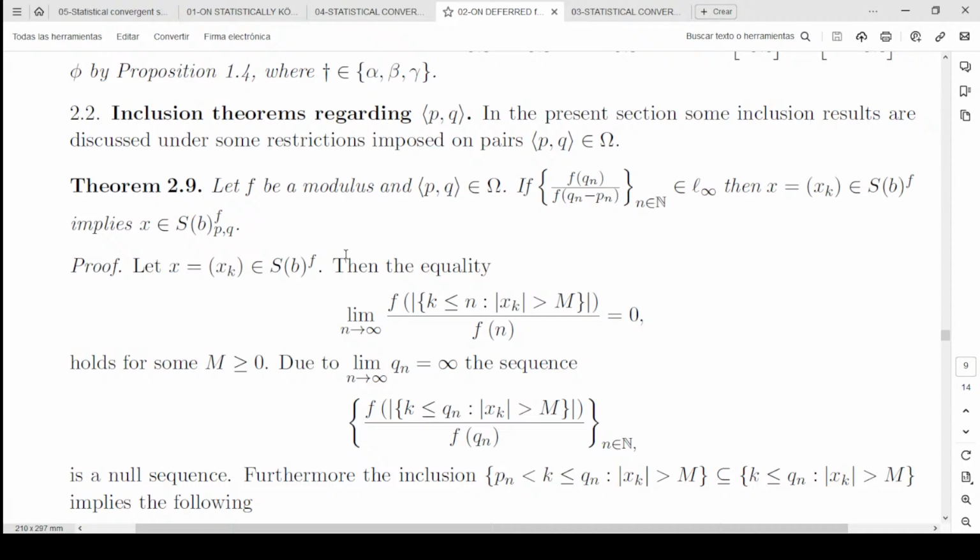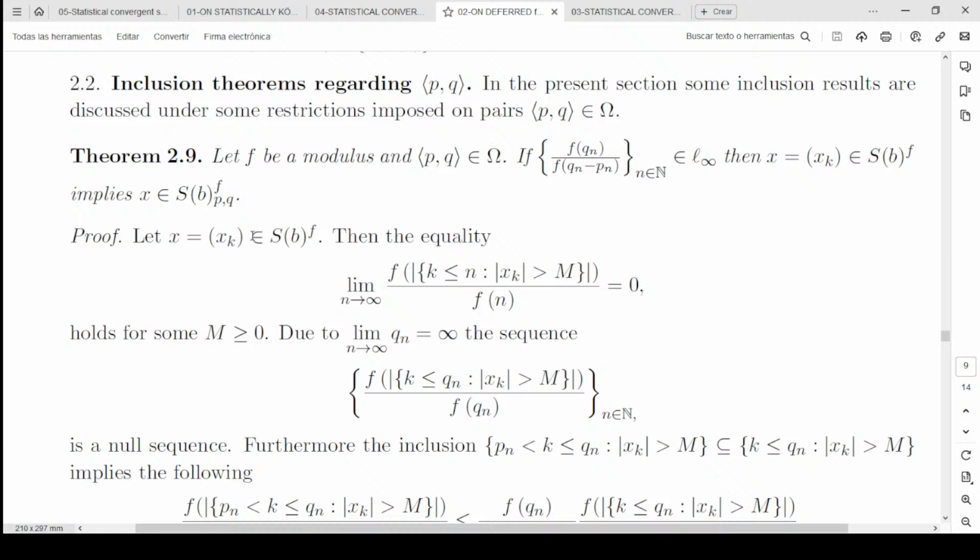In this second part, we deal with some conditions to see the relationship between statistical boundedness in the modulus sense and statistical boundedness in the modulus and deferred sense. If this sequence is a bounded sequence, then f statistical boundedness implies deferred f statistical boundedness.